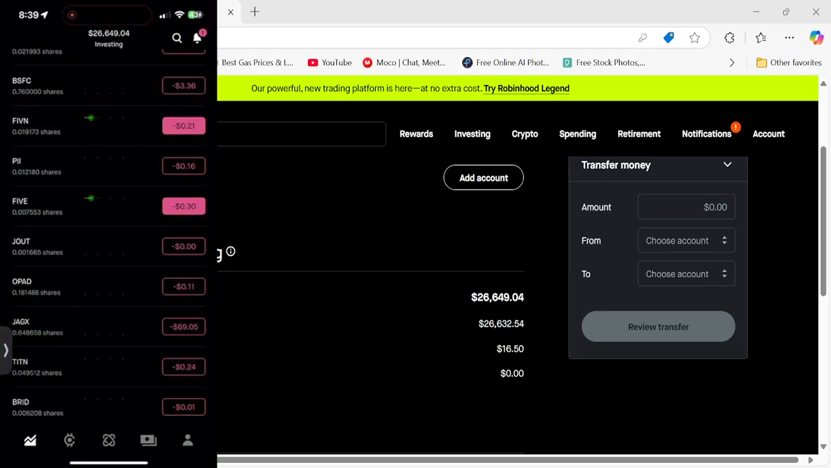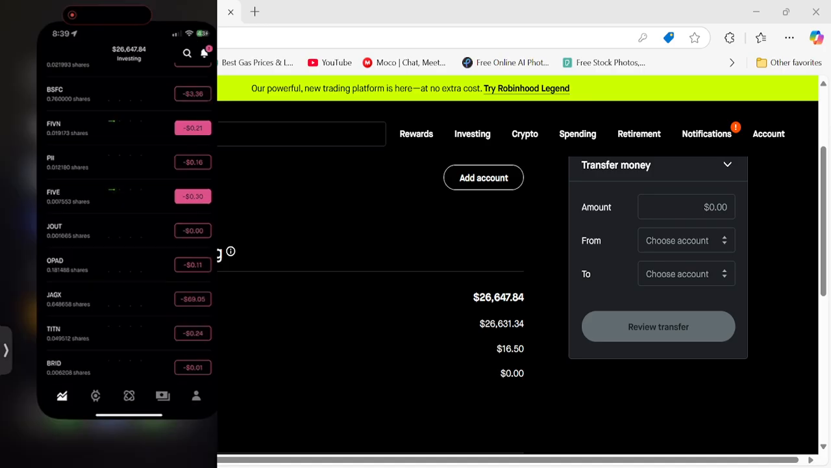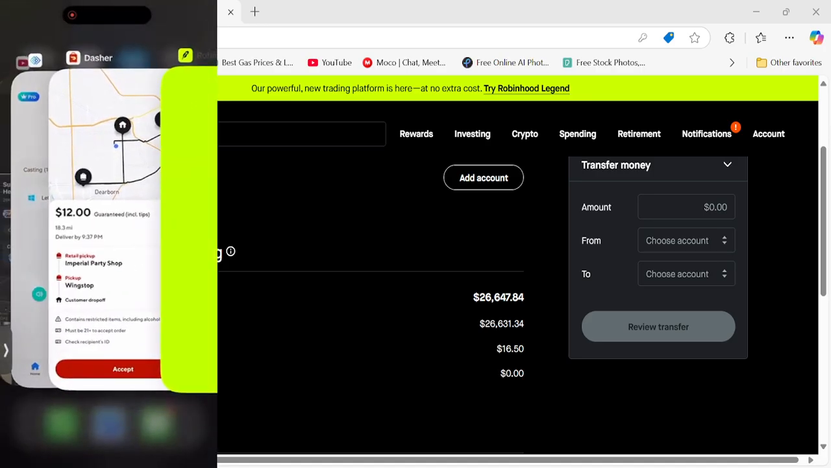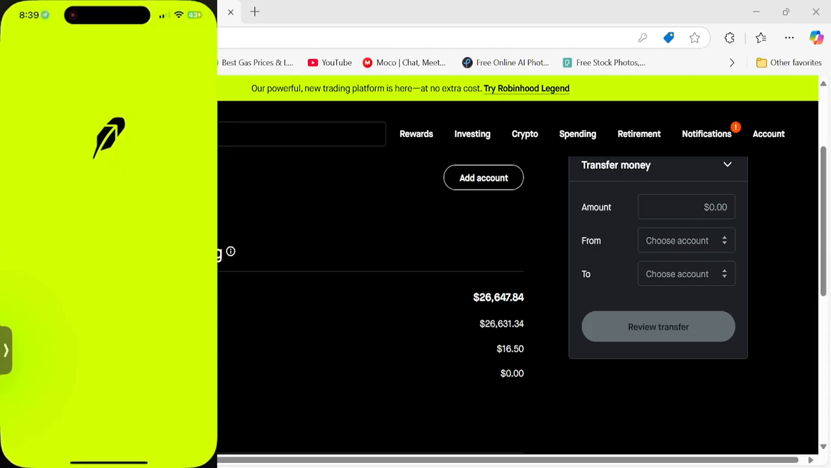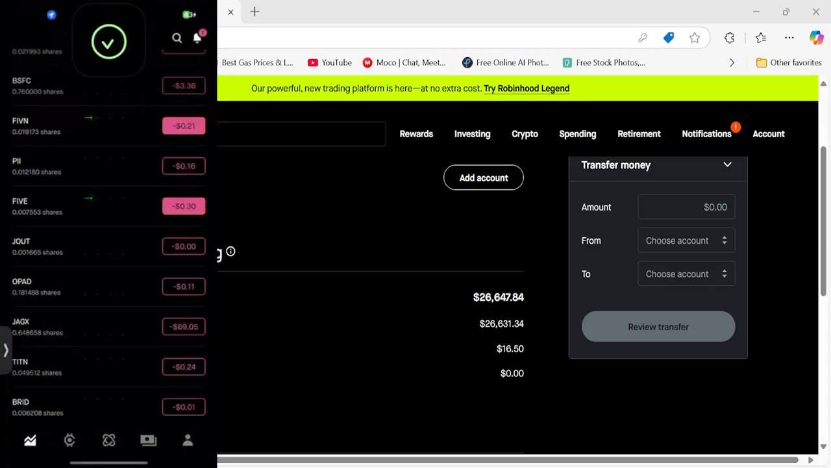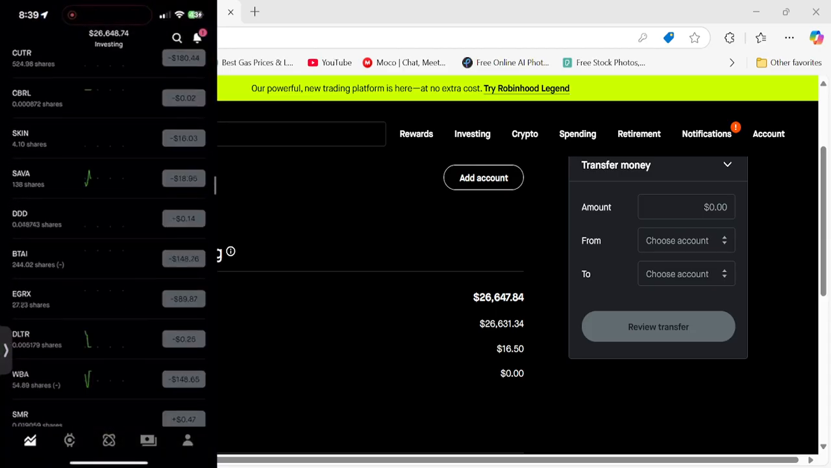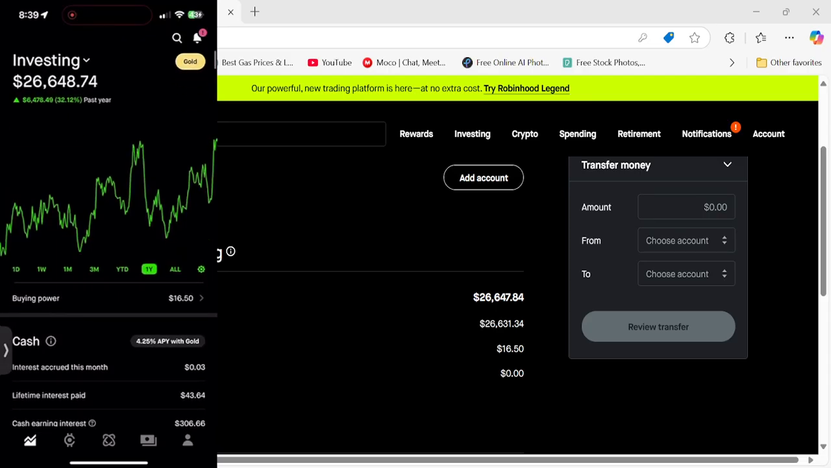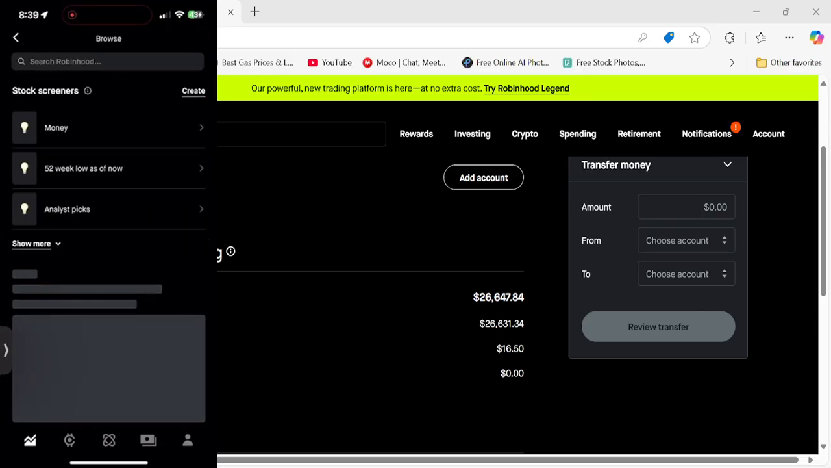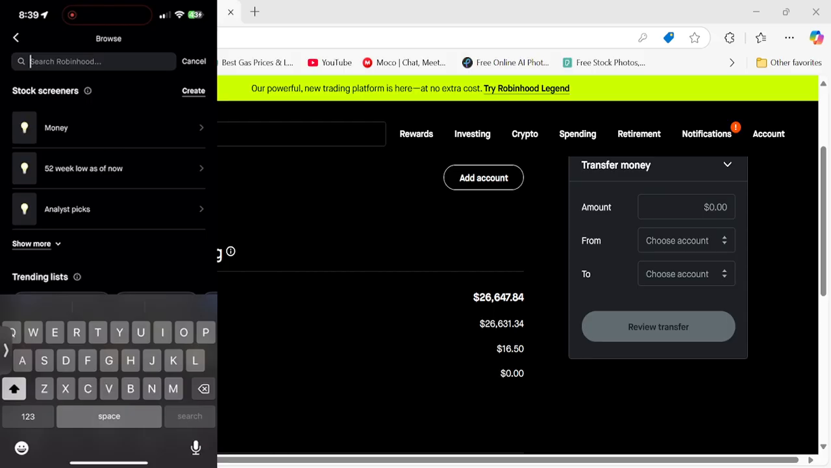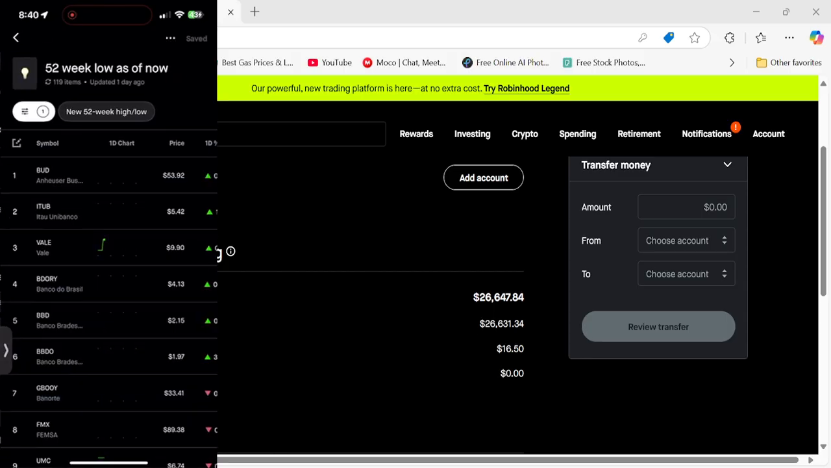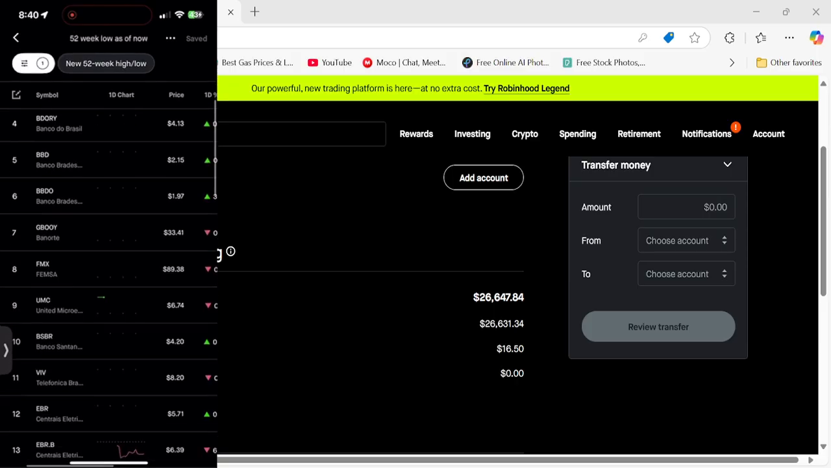Now, like I said, since I already have that created, I will go up to that list real quick. And I'm going to hit that search thing. That'll also show you the stock screeners that you created. And I have a list right here, 52-week low as of now.